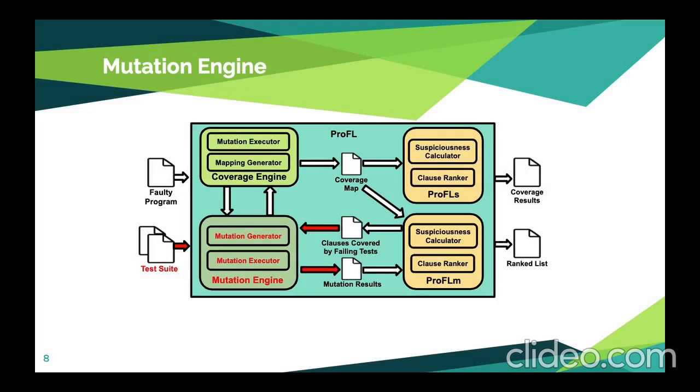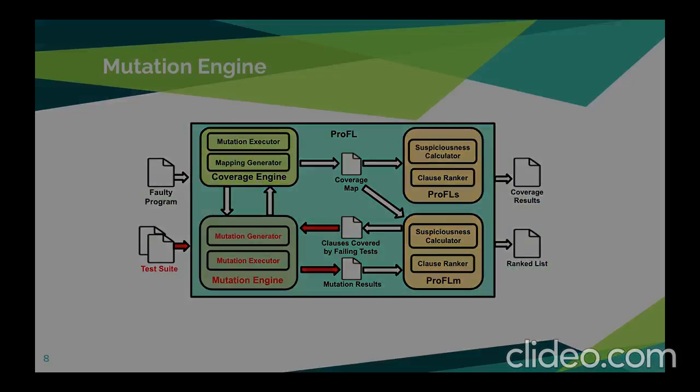The mutation engine finds all the valid mutants of the Prolog model. So there are certain mutations that don't change the meaning of a program, and also there are mutations that might cause a program to crash or create an infinite loop, so we watch out for that in the mutation engine.